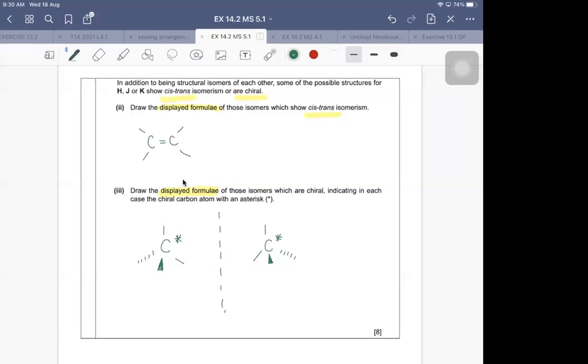Wait, hold on. Draw the displayed formula of those isomers which are chiral, indicating in each case the chiral carbon. Oh, so it's not asking you for the optical isomers, is it? It's just asking you to draw the structure that has a chiral center. So you just have to draw one structure. Is that clear? Yes.